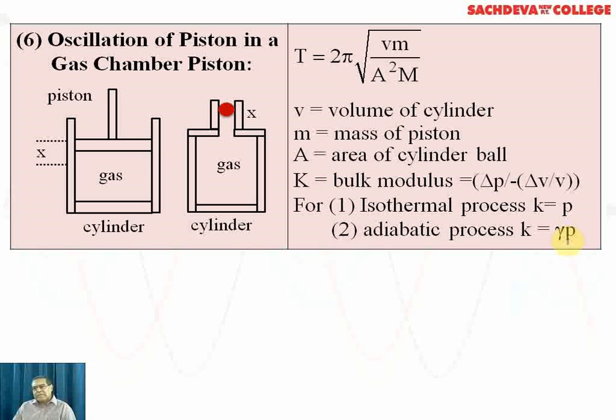So gamma is Cp over Cv, and the ratio is 1.41 for air. The adiabatic process is one in which the temperature of the medium changes but the heat of the system remains constant.